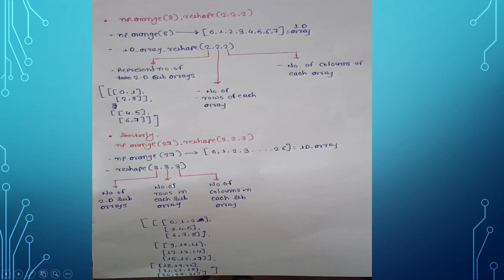The middle three represents the number of rows in each sub-array. So this is first, second, third, and in every sub-array there are three rows, and the last three represents the number of columns in each sub-array. So in every sub-array you can see there are three columns. I hope this is clear to you guys, and I will run the code so that you can get an idea of how the elements will look.